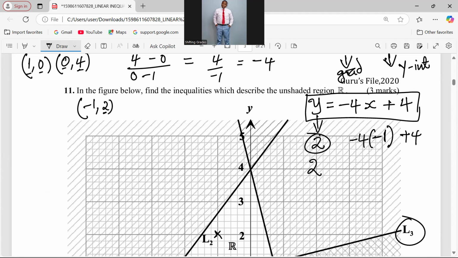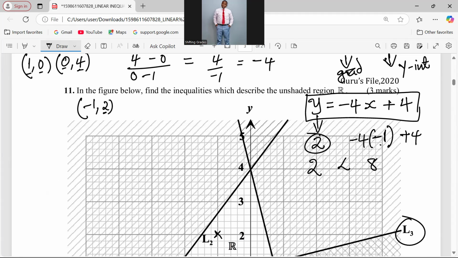So this is 2. But on the right-hand side, now we're having negative 4 plus 4, which is 8. So on the right-hand side, we are having 8. On the left-hand side, we are having 2. And the main question is, how are 2 and 8 related? 2 and 8 are related in such a way that 2 is usually less than 8.